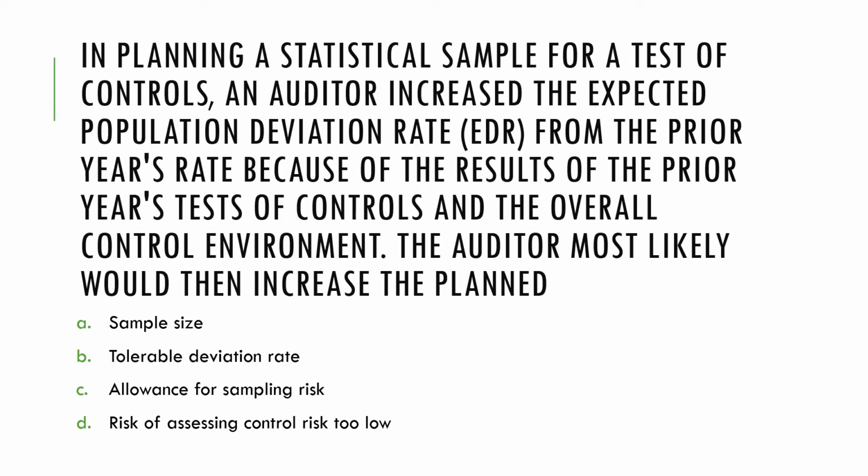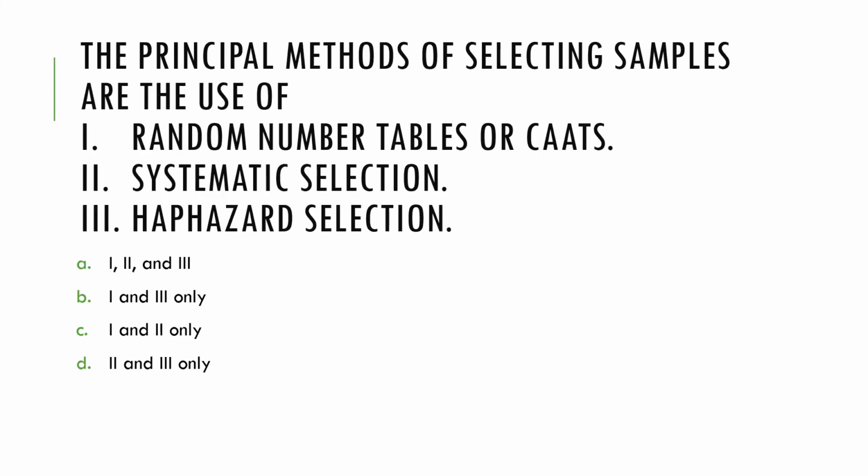So in this case, the auditor decided to increase the expected population deviation rate. The auditor most likely would then increase the planned: letter A, sample size; B, tolerable deviation rate; C, allowance for sampling risk; or D, the risk of assessing control risk too low. Recall the relationships: if the expected population deviation rate increases, then the sample size will increase because they have a direct relationship. So the answer to this is alpha.